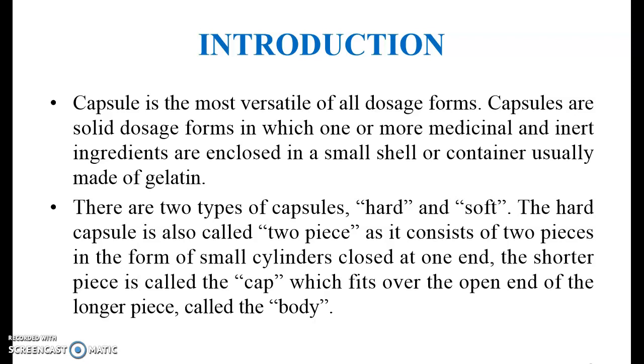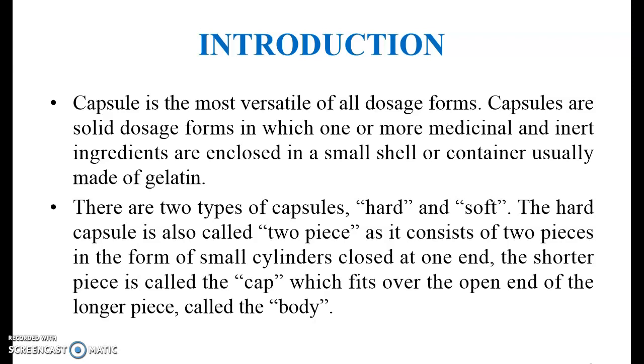There are two types of capsule: hard gelatin capsule and soft gelatin capsule. Each has its own advantage. Hard gelatin capsules come in different sizes, and only dry granules or dry powders are filled in them. In soft gelatin capsules, only semi-solids and liquids are filled. We don't fill liquids or semi-solids in hard gelatin capsules.